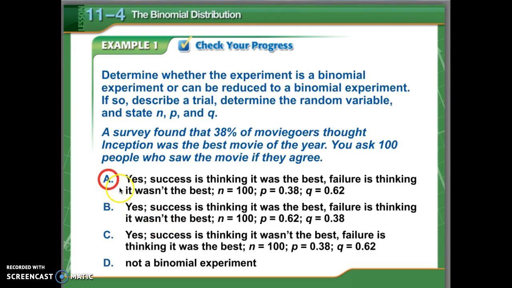This is a binomial experiment. The probability of success is 0.38. They've seen the movie, or they thought it was the best movie of the year. And the probability that they didn't think it was the best movie of the year would be 0.62, which is 1 minus 0.38. And n is 100 because you asked 100 people.